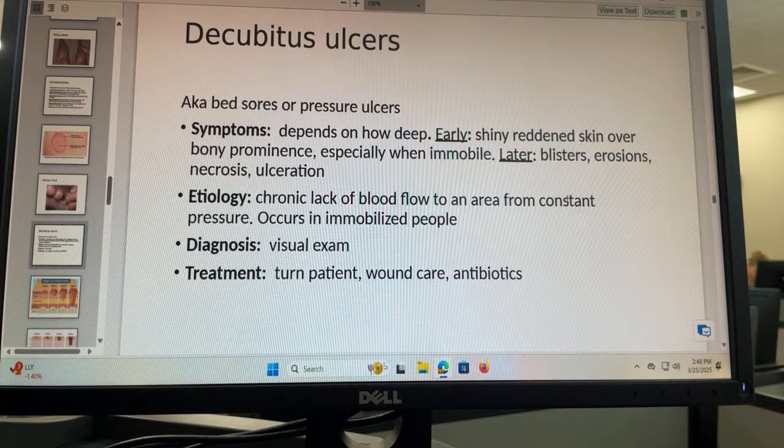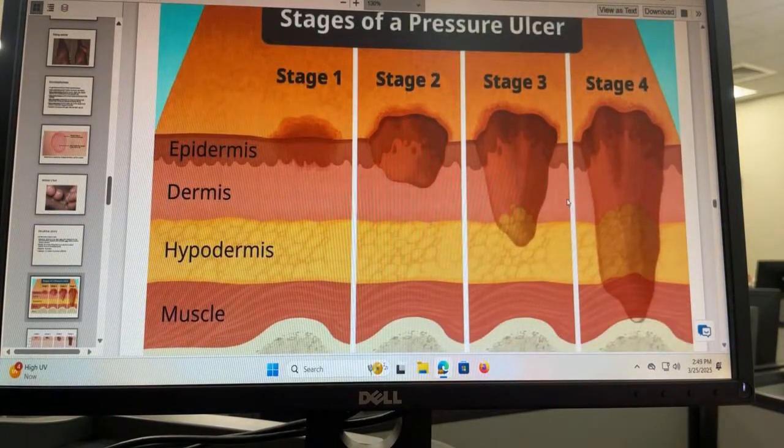As it progresses and gets worse, there will be blisters, necrosis, ulceration, and this is because the constant pressure of the bones and the body weight on the skin is blocking the circulation so that blood flow can't get to the skin and it starts dying off. Very common in people that are handicapped or paralyzed or bedridden, who can't move. These are diagnosed by looking at it, and to treat a really bad bed sore, they're going to need specialized wound care, antibiotics, a whole specialized wound care nurse to help deal with the development of the bed sores. Here's a picture of what stage 1, 2, 3, 4 might look like.